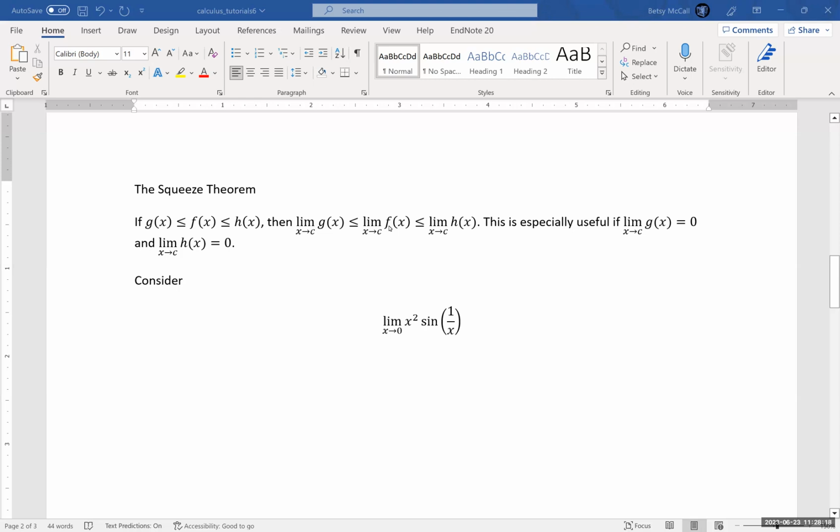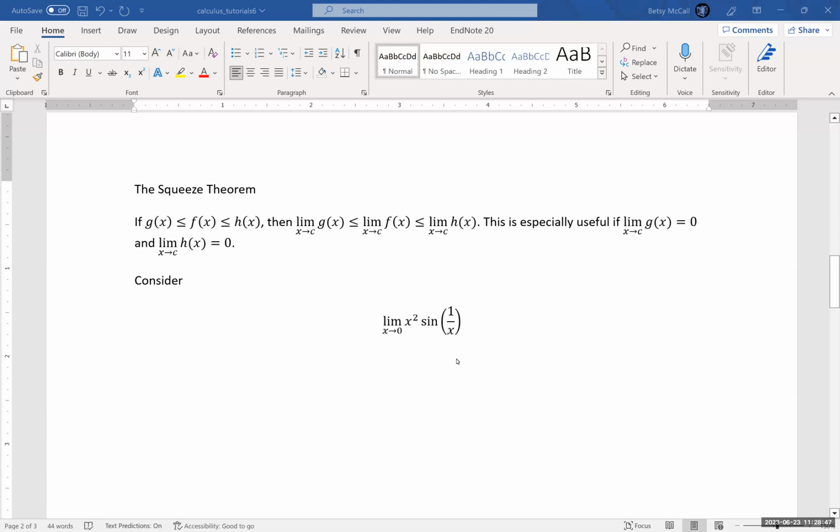So we have this function. We want to calculate the limit as x goes to 0 of x squared times sine of 1 over x. Now, this is a typical example that we use the squeeze theorem for. The sine of 1 over x does not itself have a limit at 0. And so we can't use some of our other limit properties that we might have encountered in other types of problems. There's no way to algebraically simplify this.